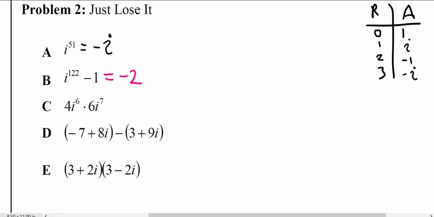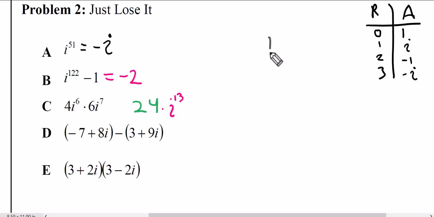Part C gets fascinating. We're doing a couple of algebraic things here. First, we do 4 times 6, which is 24. Next, we're multiplying powers. When I multiply powers, I add them. 6 plus 7 is 13. So that's i to the 13th power. But what is i to the 13th power?